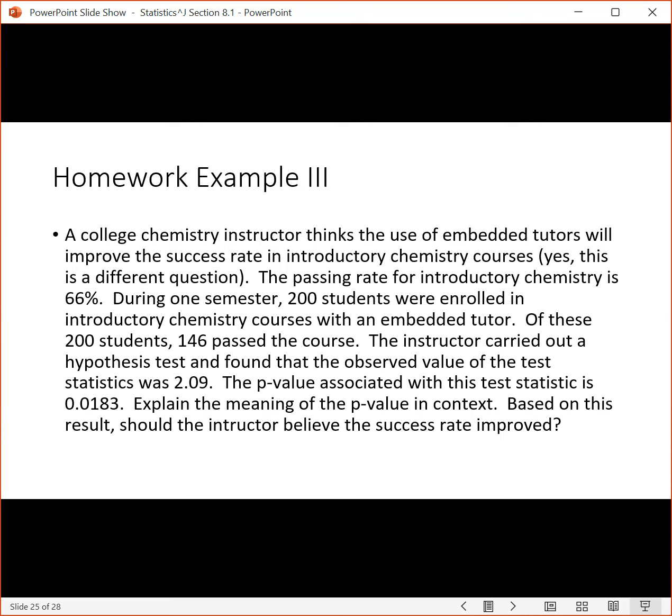He went through and calculated the probability of that. Again, we haven't explained how to do that yet, but this chemistry instructor knew how to do it. Went through and calculated the p-value and got a p-value of 0.0183, so about 1.8%. There's a 1.8% chance that, okay, I'm sorry, I'm skipping ahead again. Let me read off my slide. So explain the meaning of the p-value in context, and then based upon this result, should the instructor believe that the success rate has improved?